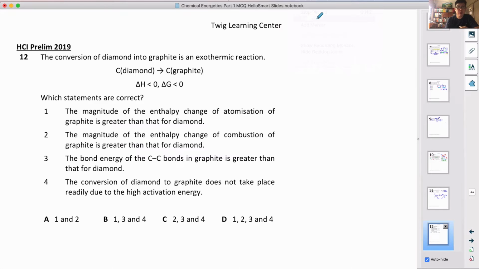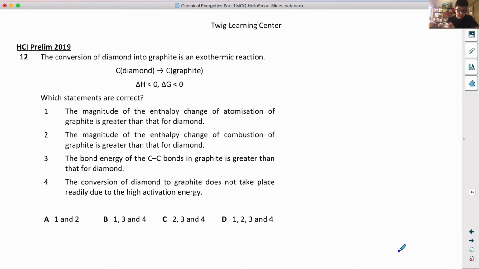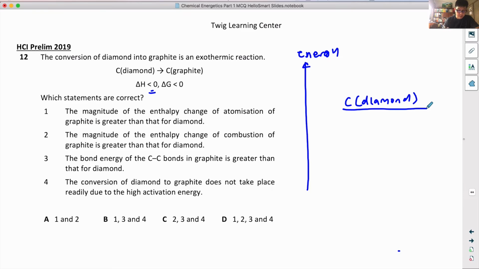Okay, let's run through question number 12. Diamond to become graphite. Let me just draw it out. They say it's exothermic. You can see that it's exothermic. So this is diamond. Maybe the first thing I do is draw the energy axis. This is diamond. Diamond becoming graphite is actually coming down. Graphite.